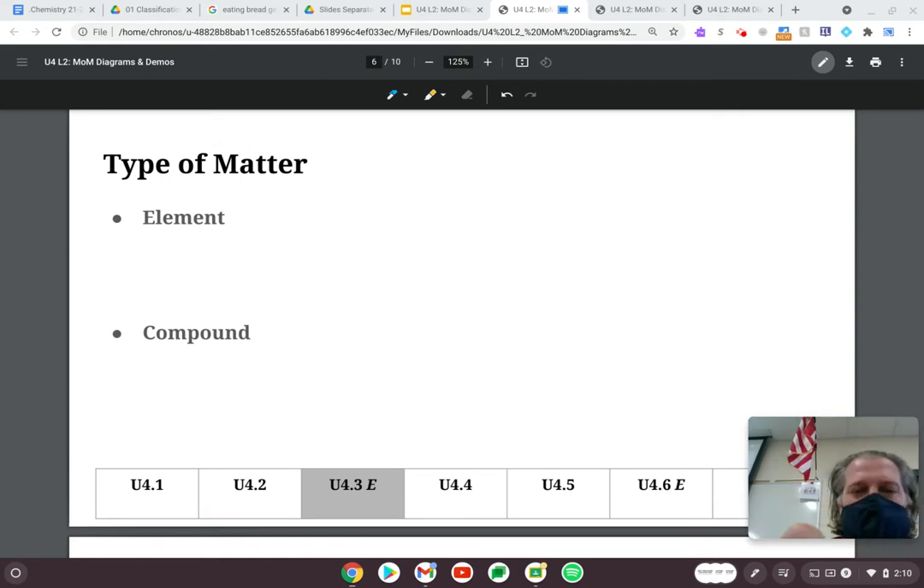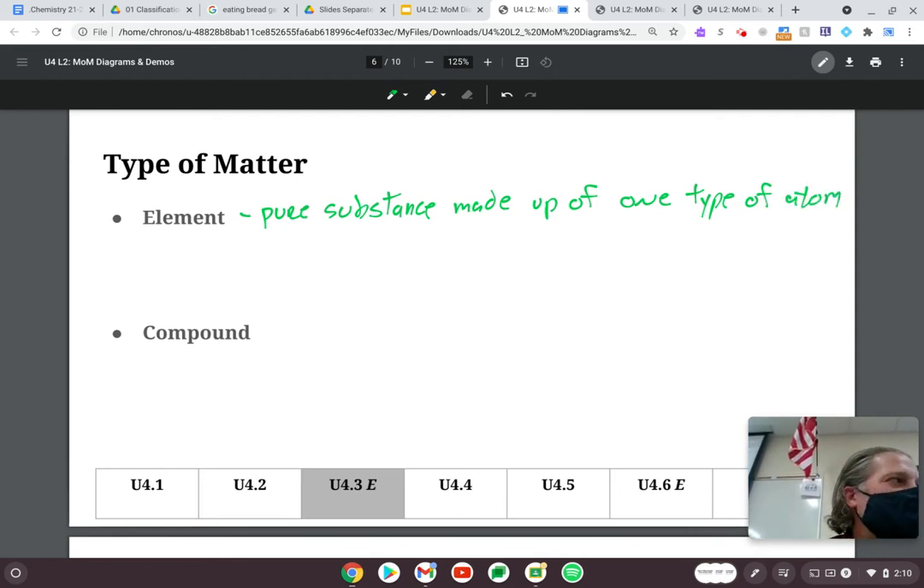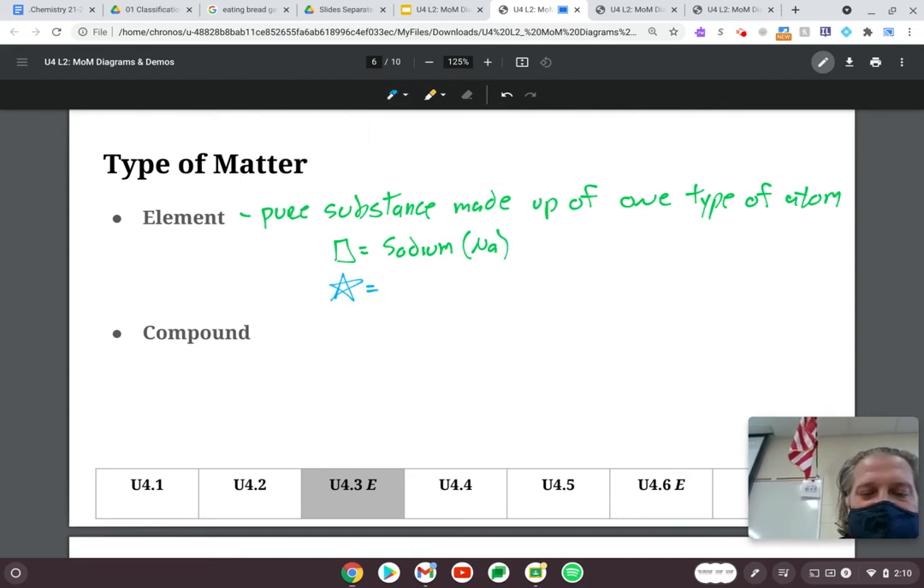So now, an element is a pure substance made up of one type of atom. And when we represent that on these model of matter diagrams, we might use a square to represent something like sodium. We might use, I don't know, a star to represent an element like, let's say, neon.